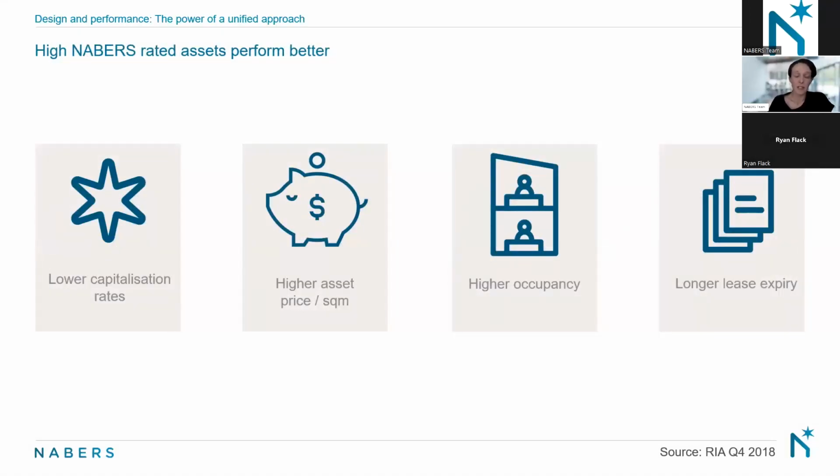Essentially, a lot of NABERS ratings are voluntary, so there's a lot of benefit in them for building owners too. And just as an example, there's a lot of data that says you'll get more money per metre squared when you buy or sell if you've got a higher rating. We've often got lower vacancy rates and longer lease expiry, so we're looking at more stable investments as well.